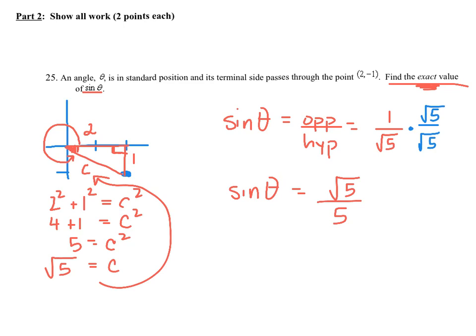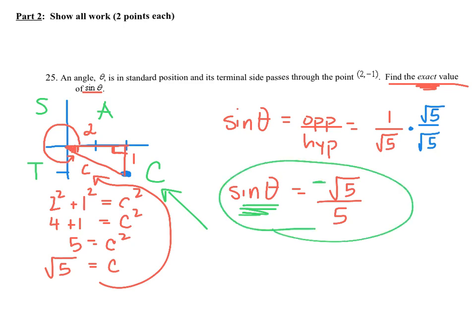All right, now there's one thing I left off, and you can do it in the beginning, you can do it at the end. Obviously, I'm doing it at the end. Remember, all students take calculus. So we are in the 4th quadrant, but we have sine. So that means our radical 5 over 5 should be a negative. So there's our answer.